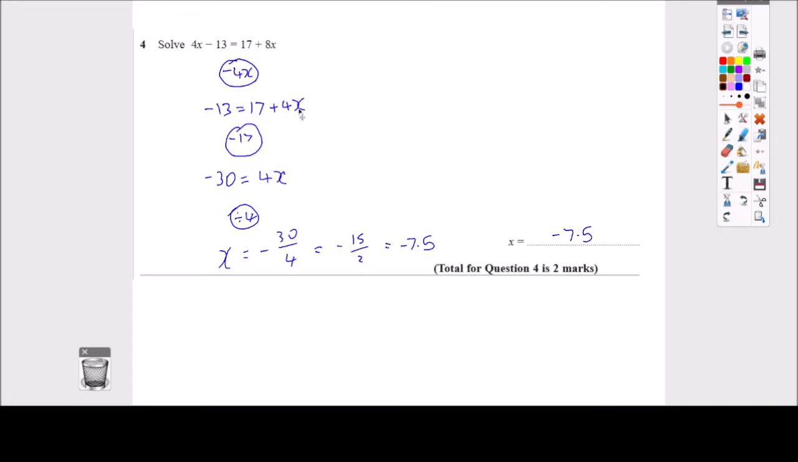Now that I've got all my X's on the right, I want all the normal numbers on the left. So I need to undo this 17, this plus 17. So I'm going to choose to take away 17 from both sides. Minus 13 minus 17 is minus 30. And that's equaling the 4X once I've taken away the 17. So 4X, that means 4 times X, X times 4. So I just need to undo this timesing by 4 by dividing by 4. So X is minus 30 over 4, which simplifies to minus 15 over 2, which is minus 7.5.